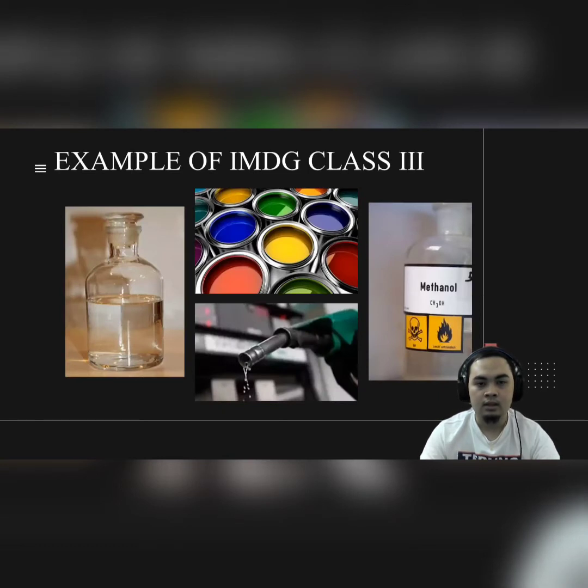Here are the examples of IMDG Class 3. The first one on the left side is acetone. The second one is paint. Third one is petroleum. The fourth one is methanol. All of these examples we can find in our daily life. That's all for my part.